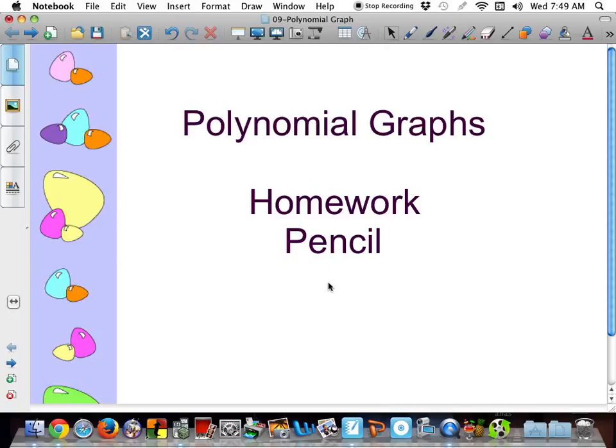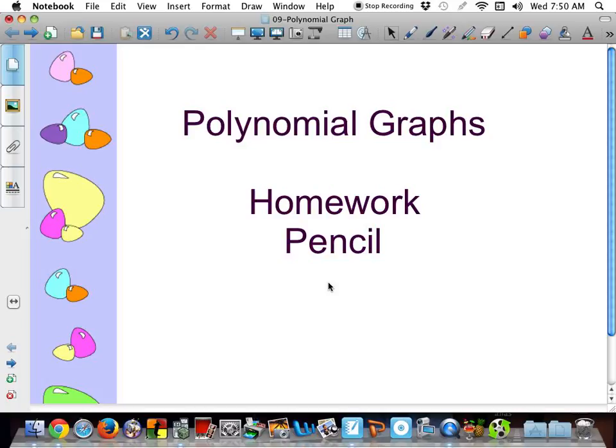Okay, moving on to our polynomial graphs. We're going to talk about quadratic functions and also our cubic functions, something that we haven't talked too much about. And then we'll talk about increasing and decreasing intervals, and some end behavior. So just a little bit of everything on this one.